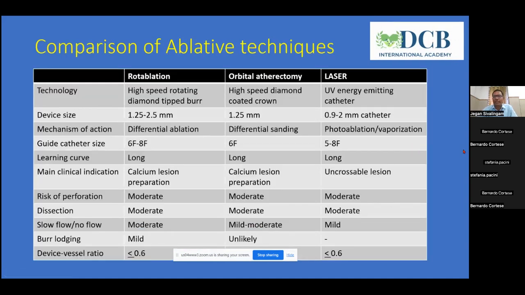Then this is the table comparing the various ablative techniques: rotablation, orbital atherectomy, and laser. Here we can see the risk of perforation and dissection is almost the same with all techniques, but slow flow or no flow is less with laser, and mild to moderate in orbital atherectomy. One very important complication is burr entrapment, which is not uncommon and can happen in rotablation, but is very rare in orbital atherectomy. Those are the major differences. Orbital atherectomy is 6 French compatible, whereas rotablation, depending upon the burr size, is 6 to 8 French.